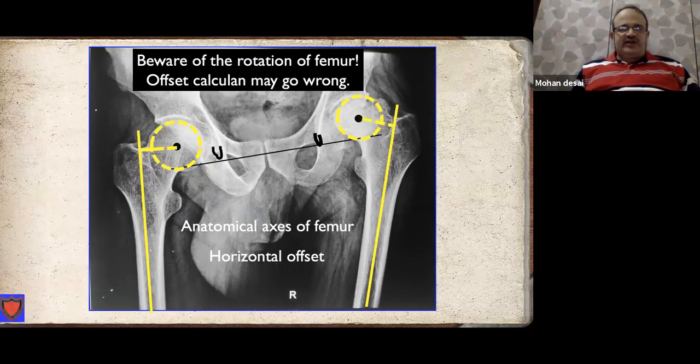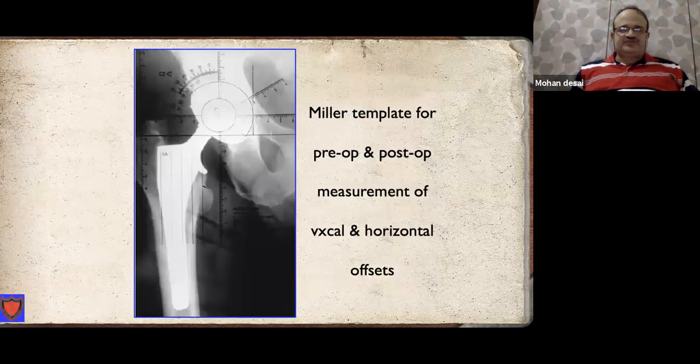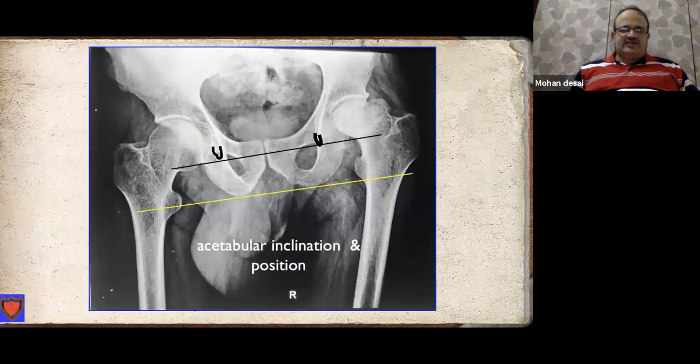Again, beware of the rotation on the X-ray, because offset calculation, especially the horizontal offset calculation, can go wrong if your rotation is wrong. You have Muller's templates which are available, and you can measure these offsets.